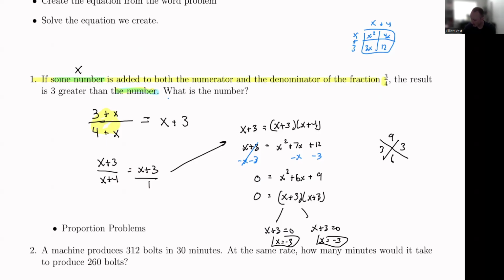What is the number? What is the number? The number is -3. Okay, not the end of the world in terms of problem.